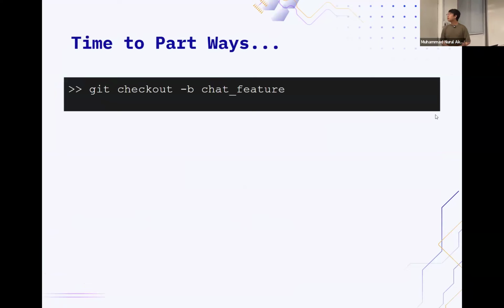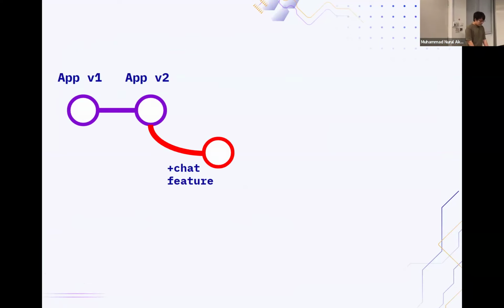Okay, so this is a command for making new branches. So git checkout, there's a flag -b which indicates new branch, and then there's the branch name, which let's say we call chat feature. Now, if we do the git checkout from here, it creates a new branch called chat feature. Now, this chat feature, we can commit to it without changing the original branch.